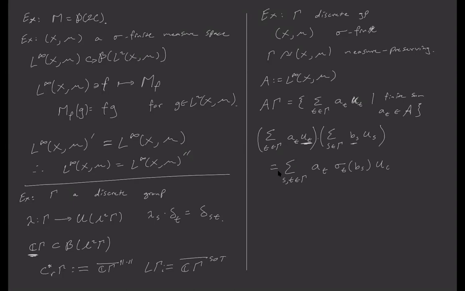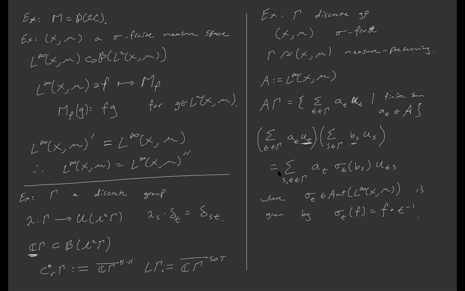And this is where sigma_T is the natural automorphism associated with the action. So whenever you have an action, you also get an action on L infinity, and it's given by sigma_T of F is just F composed with T inverse. The inverse is there to make sure it's associated with this action. So this gives you a natural algebra structure.